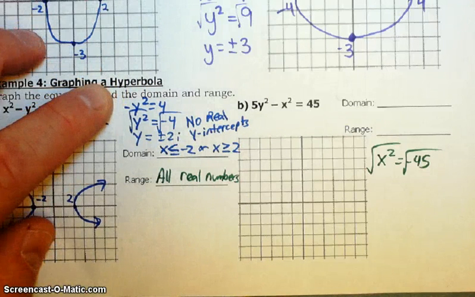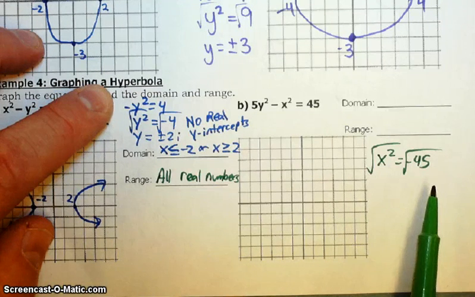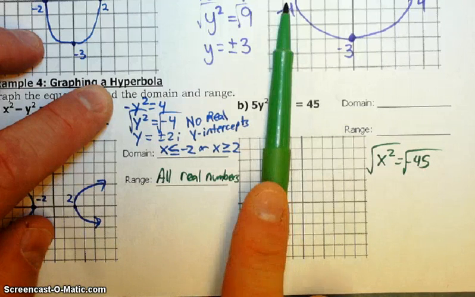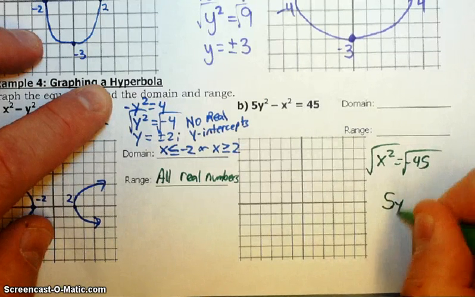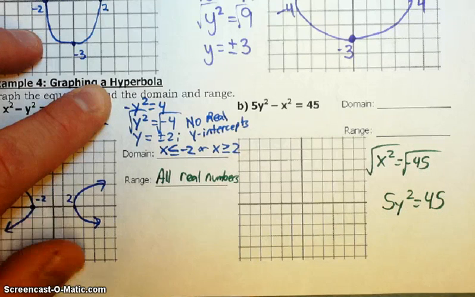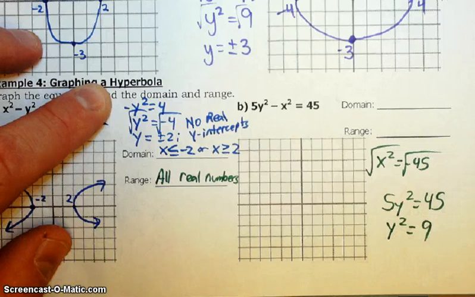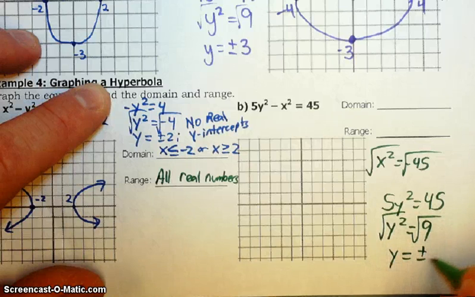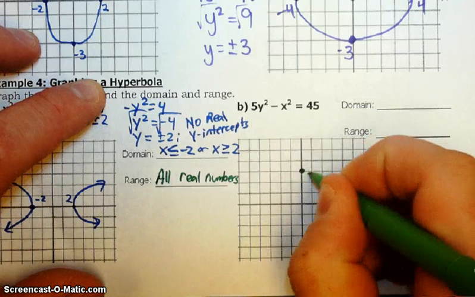I think I might have said that wrong earlier, and I apologize. Because it has no x-intercepts, it's never going to cross the x-axis. So let's find the y-intercepts. To find the y-intercepts, I'm going to sub 0 into the x position, covering that term up, and now it reads 5y squared equals 45. Divide both sides by 5. I get y squared equals 9. Square root both sides. The y-intercepts are at positive and negative 3. So on the y-axis, up 3, down 3.